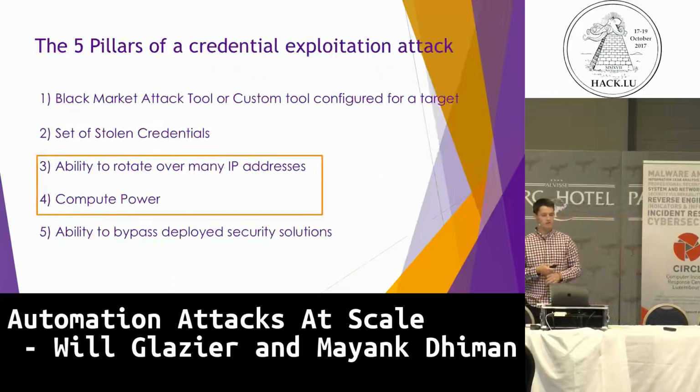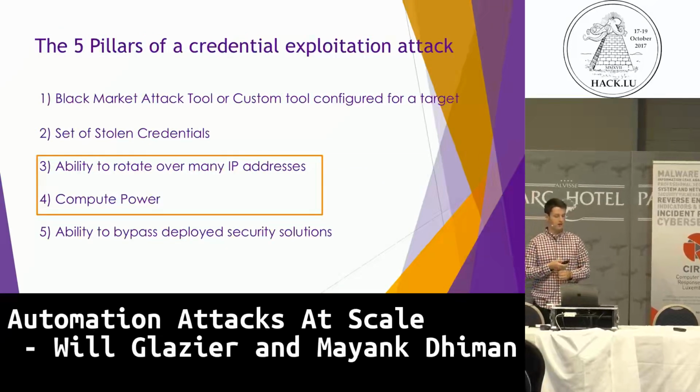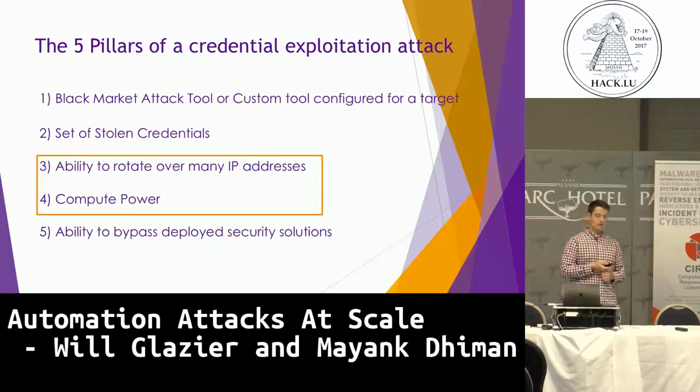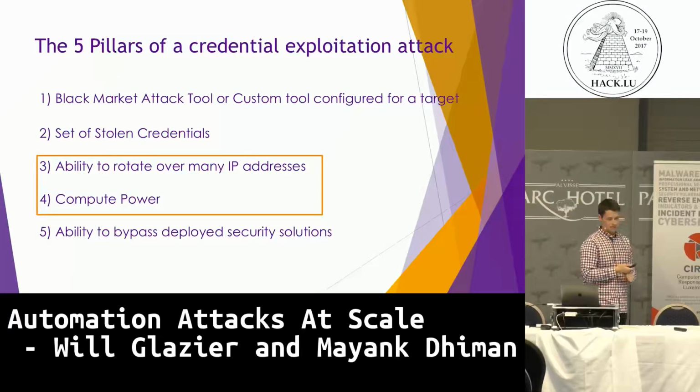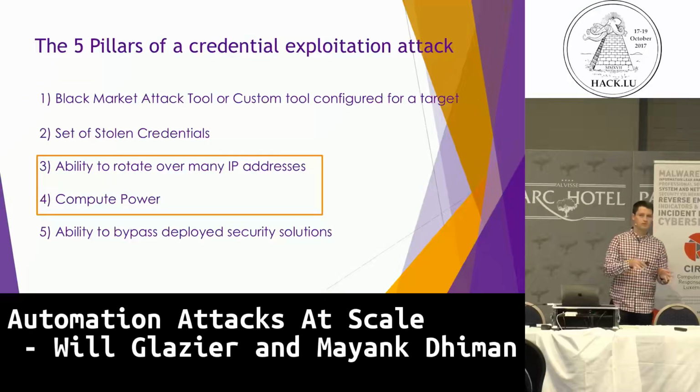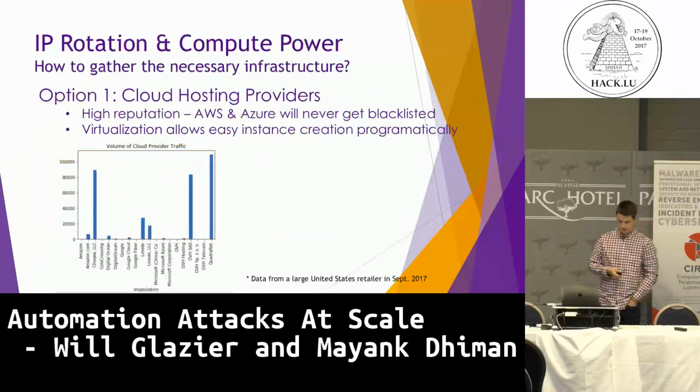So now I'll move into these next two areas of an attacker's perspective: the ability to rotate through many IP addresses and compute power. I'm going to show you 3 examples of what we've seen of how the attackers procure their infrastructure to go about launching these attacks. Now, first, from an attacker's perspective, is cloud hosting providers.